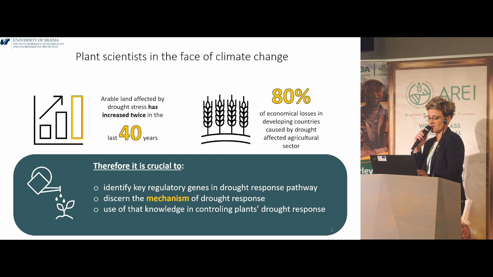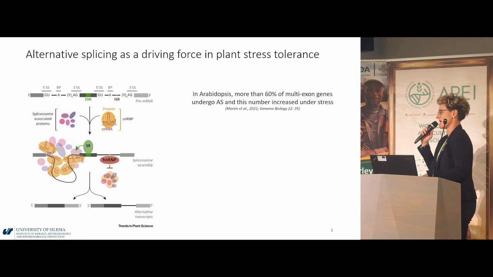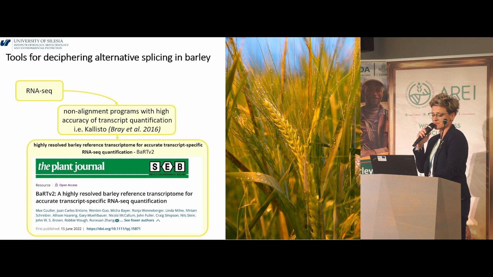Concerning the mechanism, one of the mechanisms can be alternative splicing. We know that in Arabidopsis, more than 60% of multi-exon genes undergo alternative splicing, and this number even increases when plants are exposed to drought or any other stress. So we ask a question: to what extent does alternative splicing change the expression of genes and influence the drought response in barley? To do that, we used tools which are available thanks to our colleagues from the James Hutton Institute.